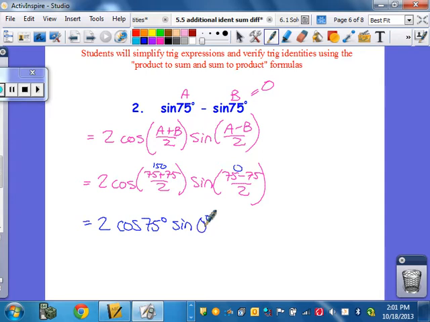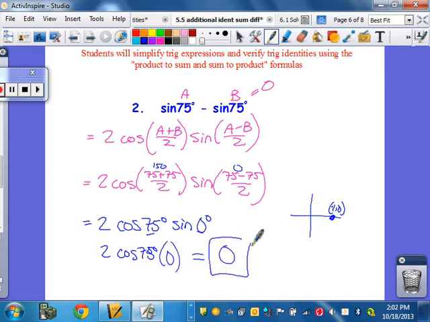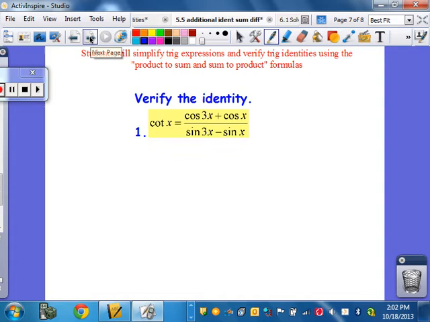And if you guys ever have angles, pies or degrees, you should actually evaluate it because you can. Sine of 0, we just talked about that with the 2 pi. Okay, the sine is the y, which is 0. So 2 cosine 75 degrees times 0. Well, anything times 0 is 0 once again, which should happen when we knew that it was going to be 0, but that's why. That's showing you via the formula why that happens.